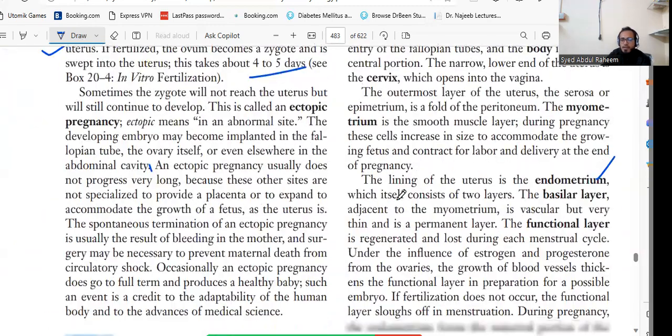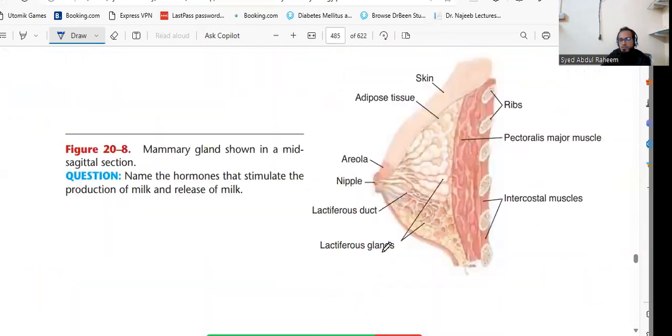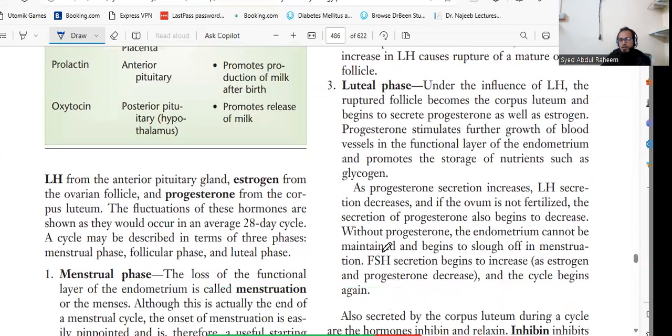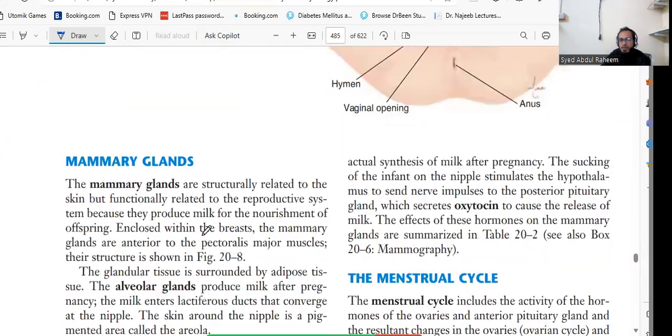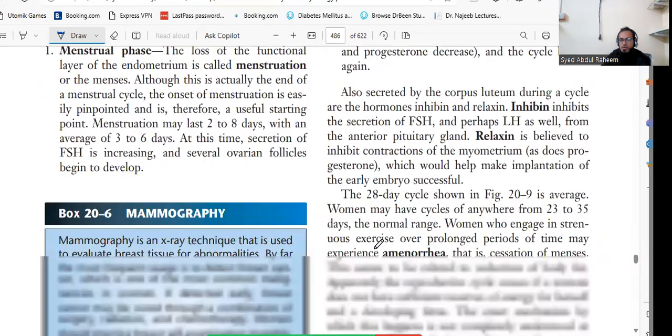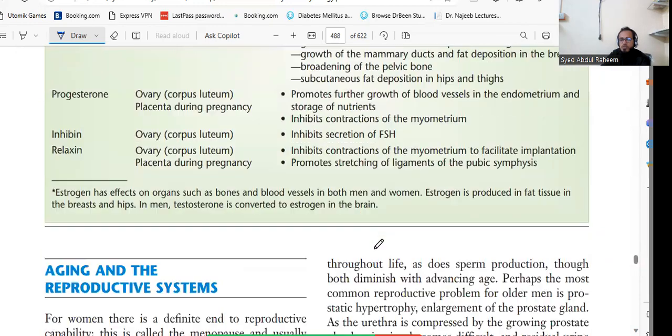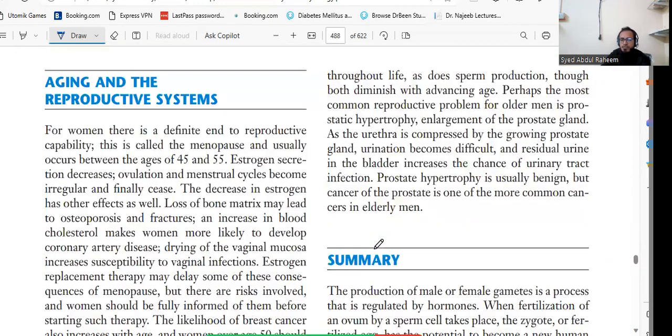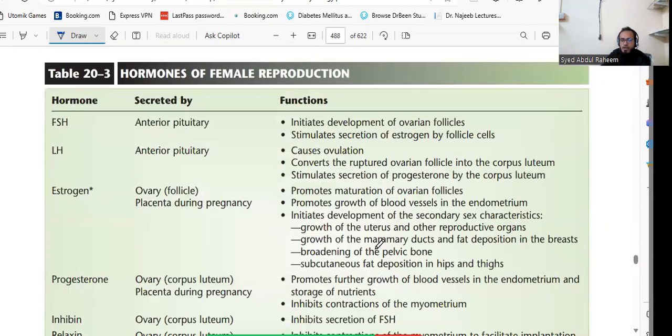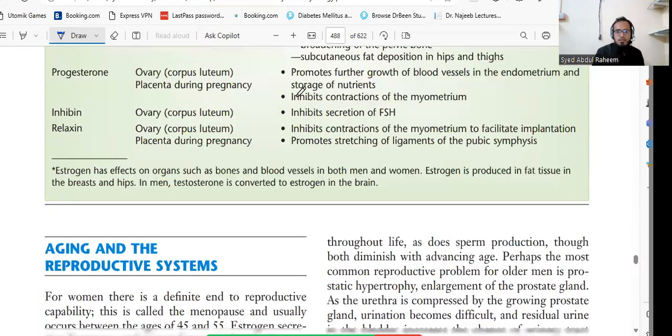So basically, we discussed the female reproductive system. Next, we have the mammary glands and the menstrual cycle, so we'll discuss that tomorrow. If any doubts, please go through that. And we have the hormones which affect the female reproductive system. Today in the menstrual cycle, we will talk in detail.